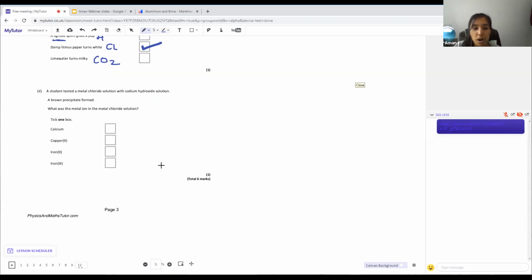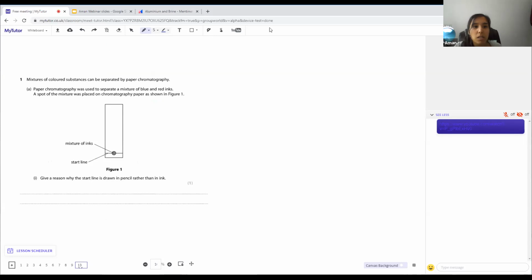So which one is brown? Does anyone remember? So it's iron 3. It's not copper, it's iron 3. And we'll go into details of the ions next week. So I'm not going to explain that today. We'll go into the detail of ions next week. Excellent, well done for everyone that said iron.